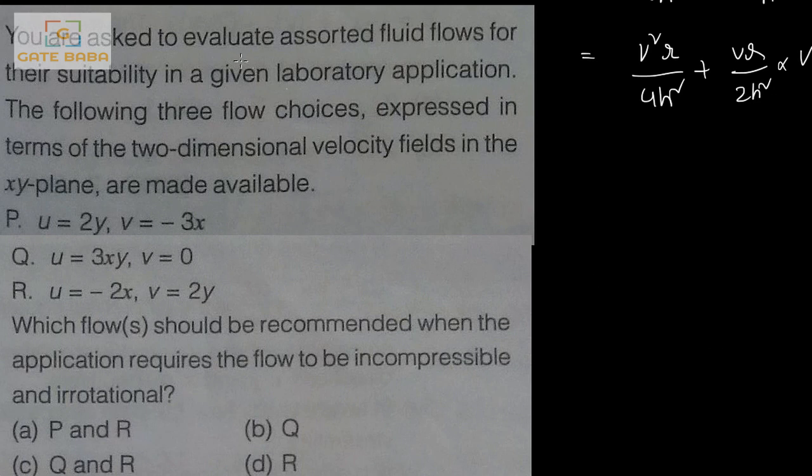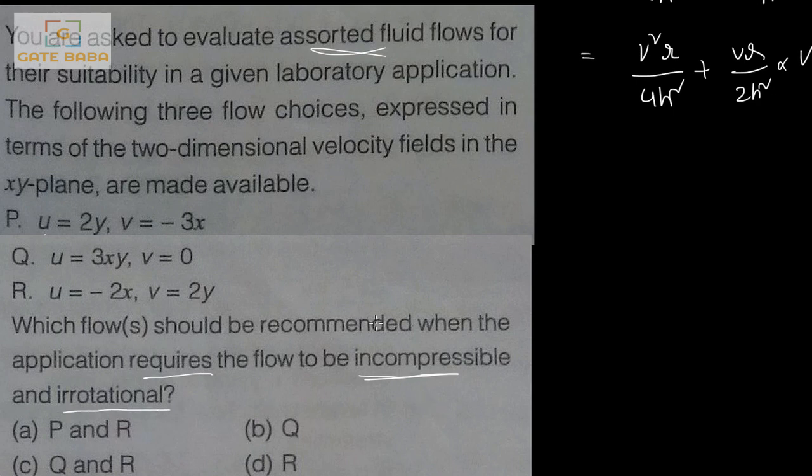You are asked to evaluate assorted fluid flows for their suitability in a given laboratory application. The following three flow choices expressed in terms of two-dimensional velocities in the xy plane are made available. So he has given u and v for three conditions. Which flow should be recommended when the application requires the flow to be incompressible? The first condition is incompressible and the second condition is irrotational.